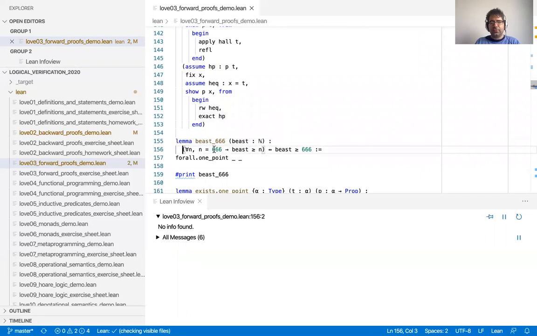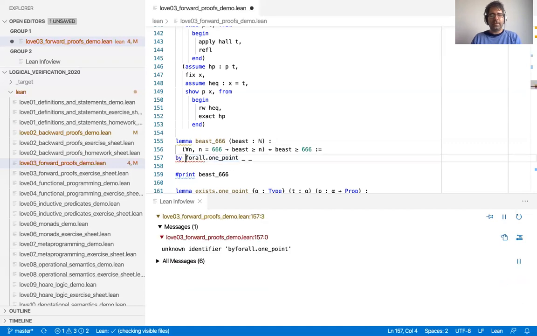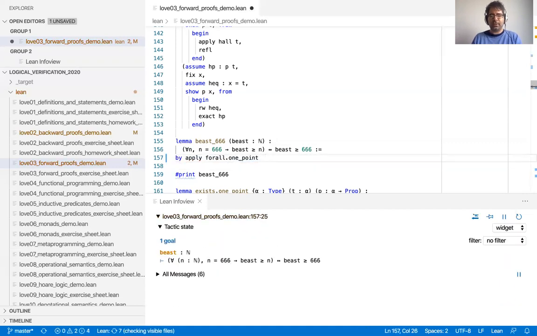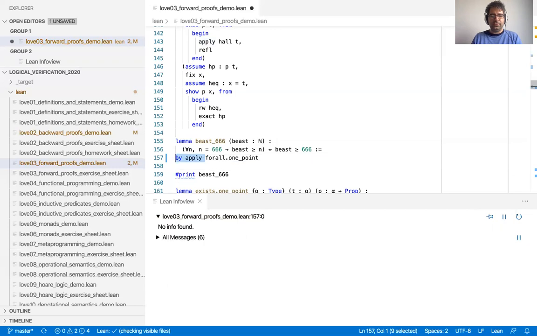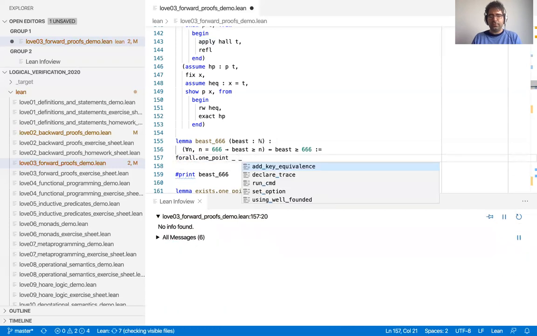So you have the complicated version here. If n equals 666, then beast is greater than n, if and only if beast is greater than 666. And in fact, the beast is certainly greater or equal than 666 because it is 666, right? Everybody knows that. So what we can do is just, well, this is an instance of the one-point rule. All right, so I could say by apply, or I can supply the proof as a proof term directly, but with 2 arguments.